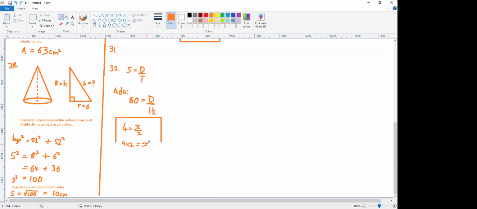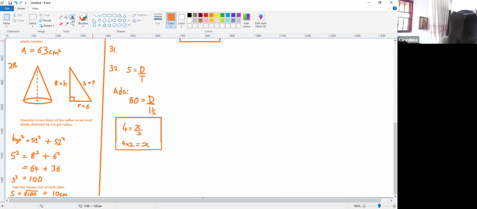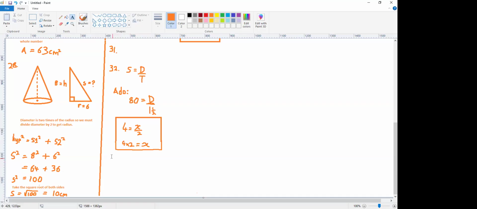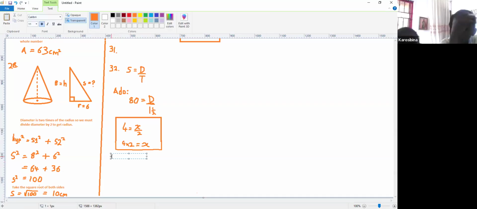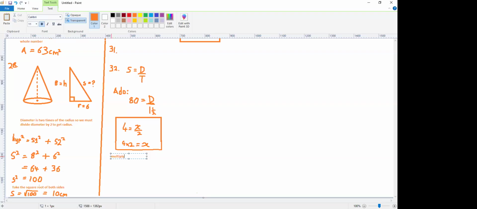Okay. Now let's go back to our question. Remember, that's not our real question. So let's go back to our question. Our question is 80 equals d over 1.5. So what am I going to do to both sides? Apply the same thing that you just did now. What am I going to do to both sides? Multiply both sides by what?